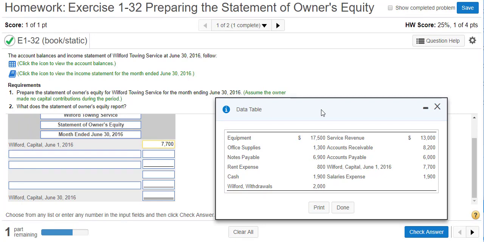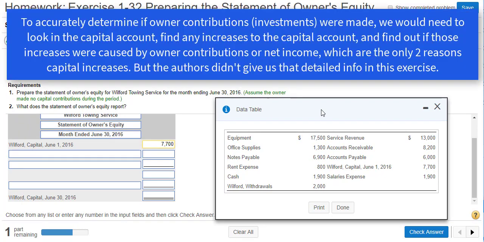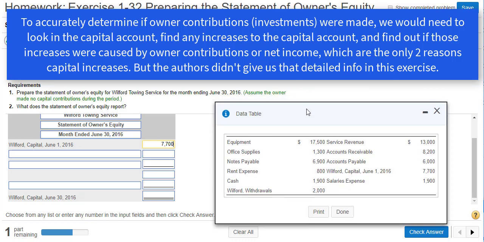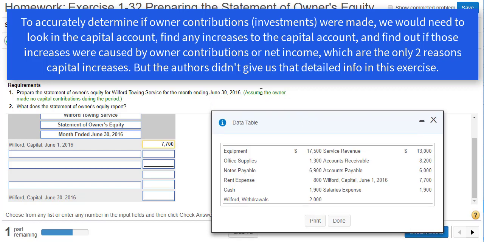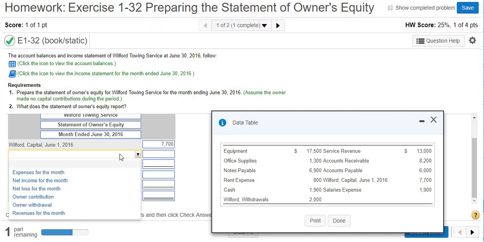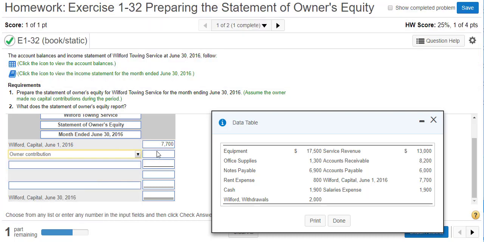Normally owner investments would be found in the capital account. They did not give us the capital account, so we can't look at the capital account to know how much the owner investments were. So reading right here says, assume the owner made no capital contributions during the period. So we know that owner contributions are 0.